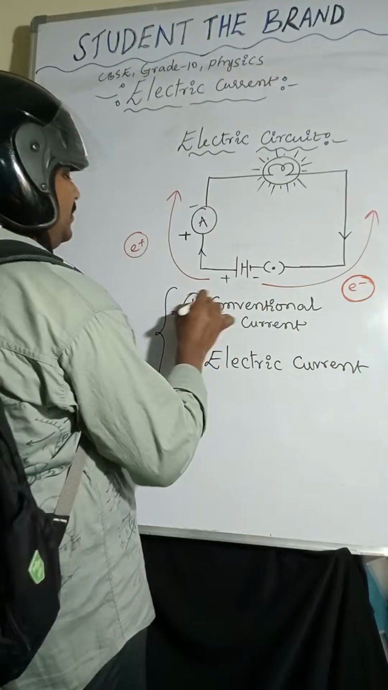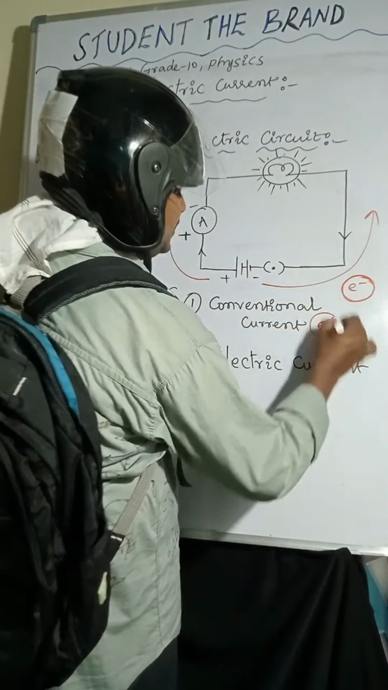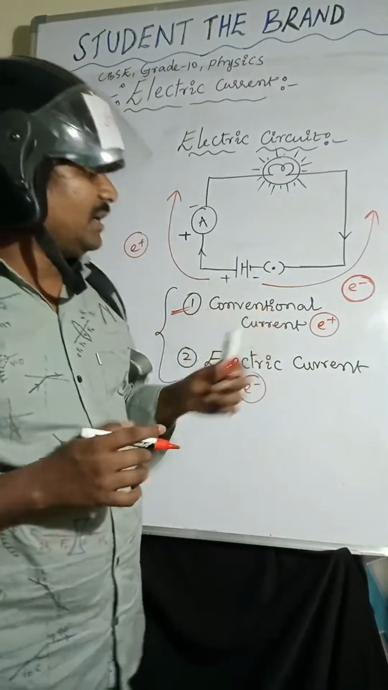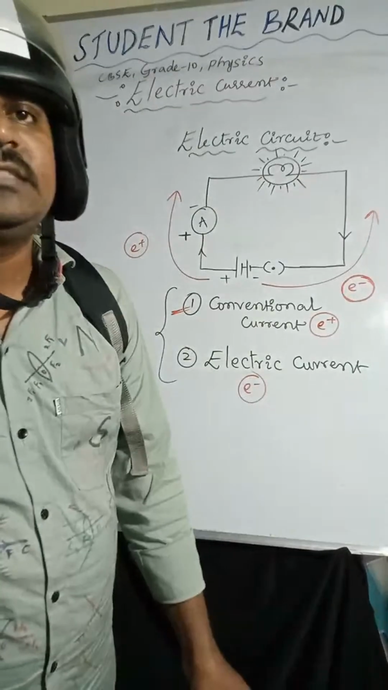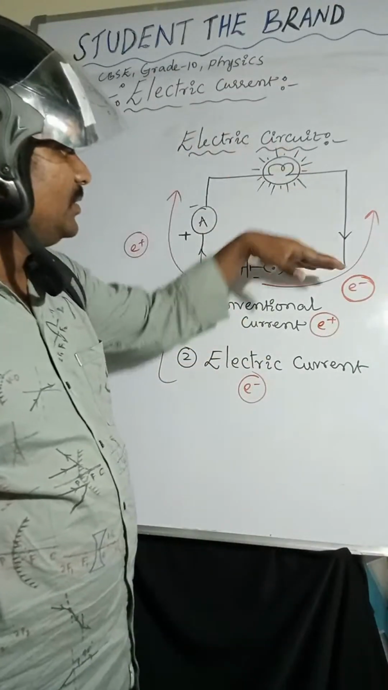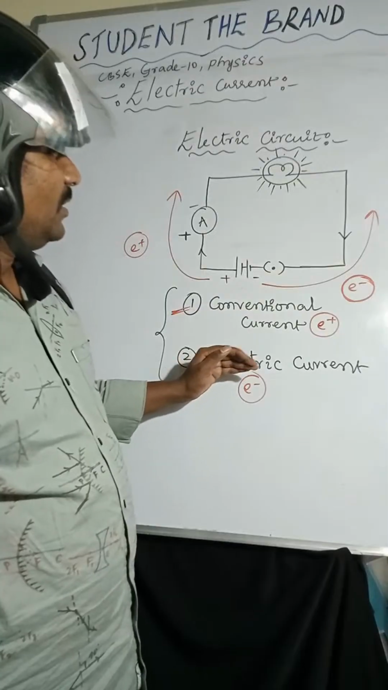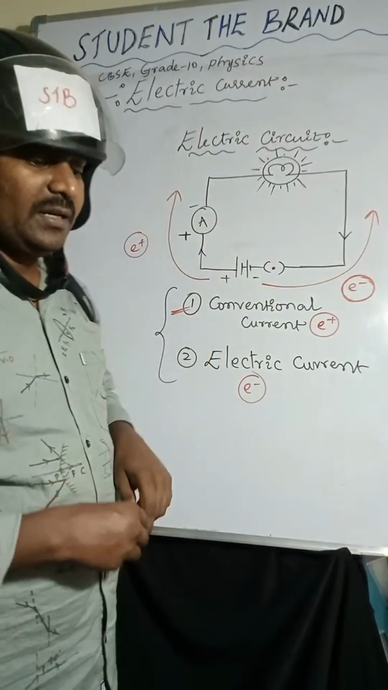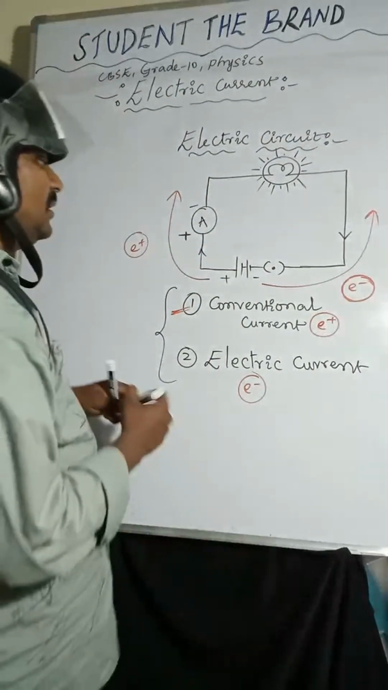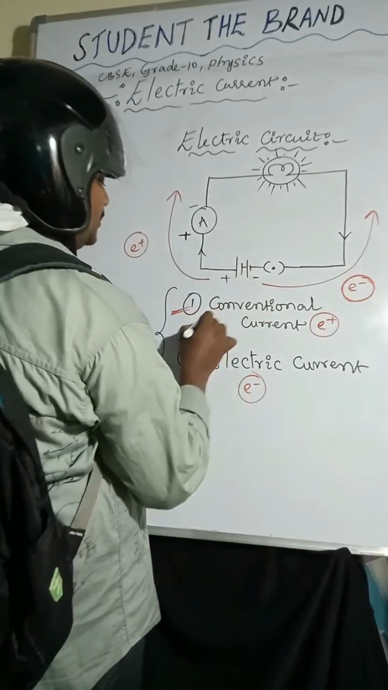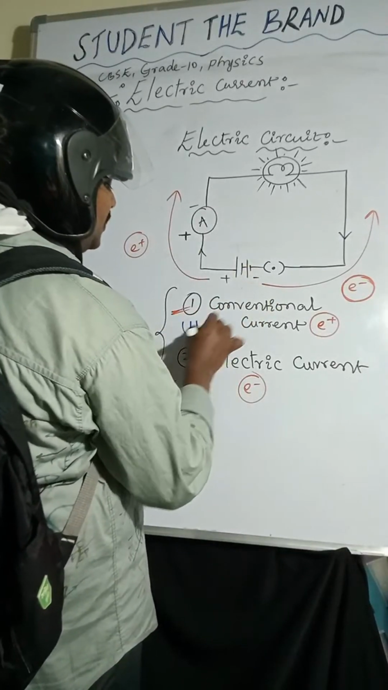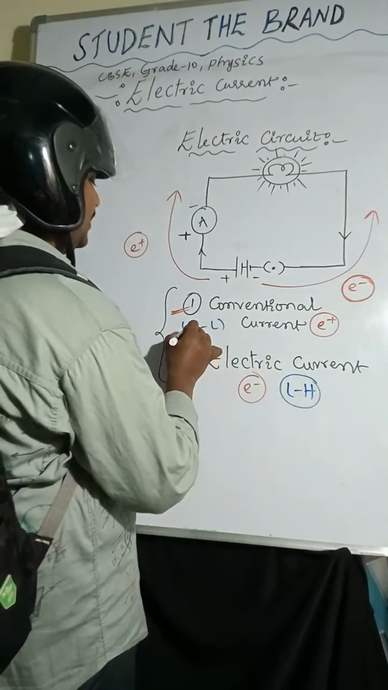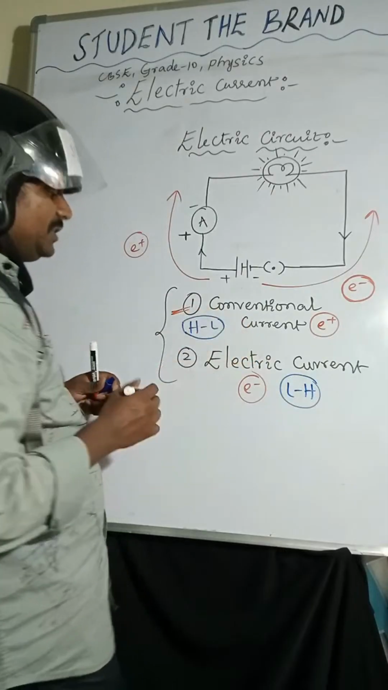So conventional current means the flow of positive charges. Electric current is nothing but the flow of electrons. In conventional current, positive charges move from positive terminal to negative terminal. In electric current, electrons move from negative terminal to positive terminal. Also, in conventional current, positive charges move from high potential to low potential, whereas electrons move from low potential to high potential. Very, very important.